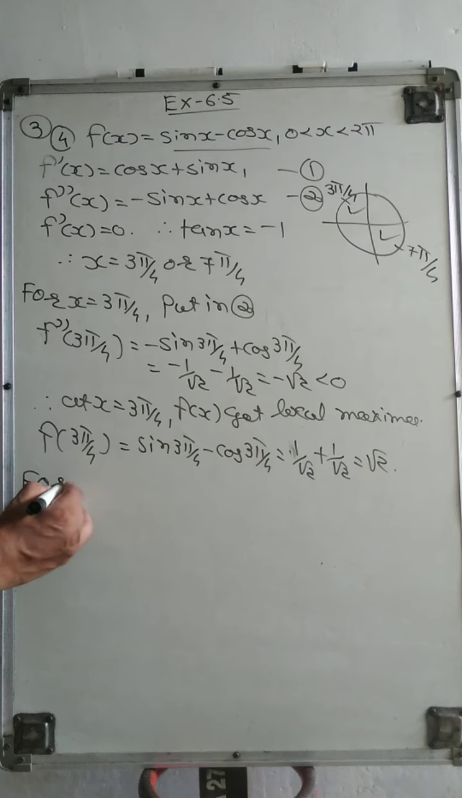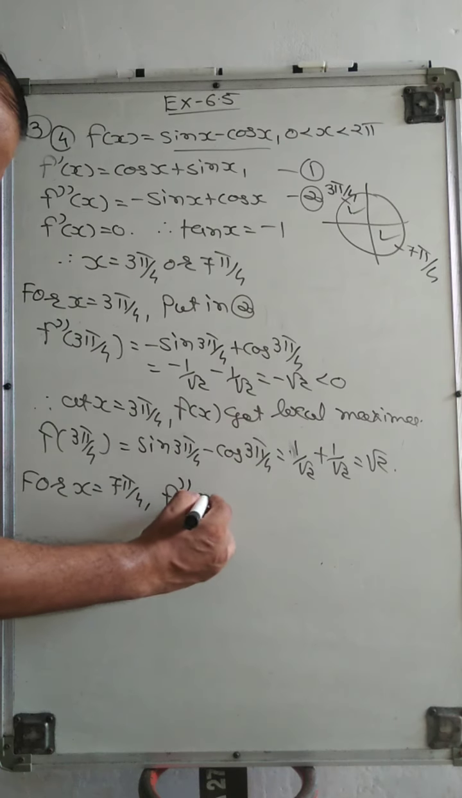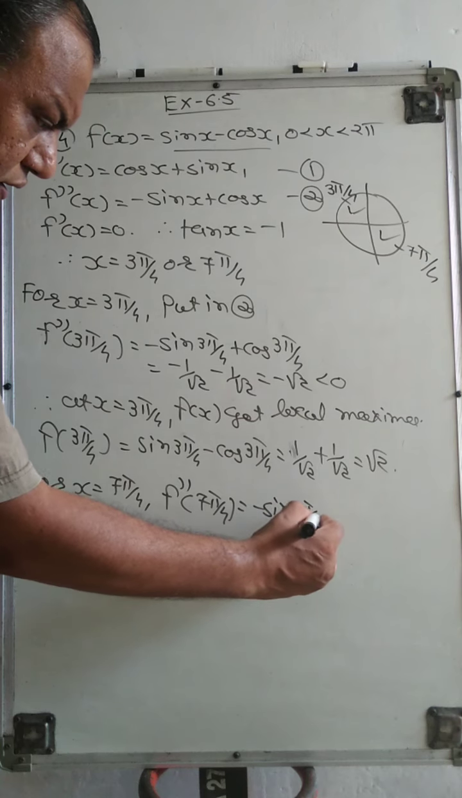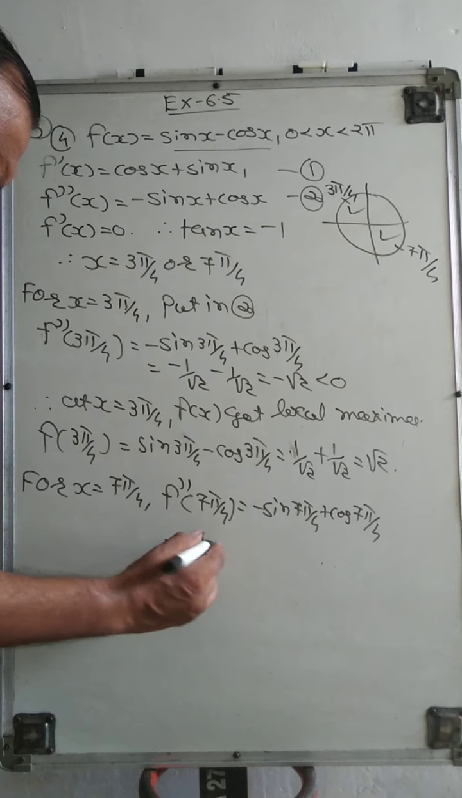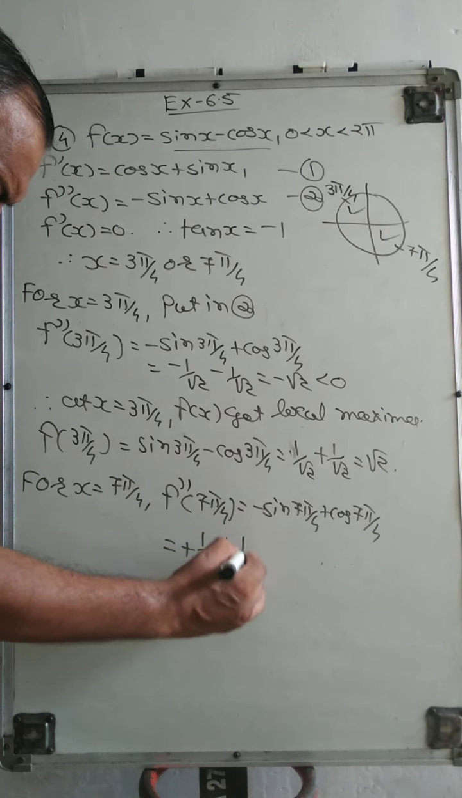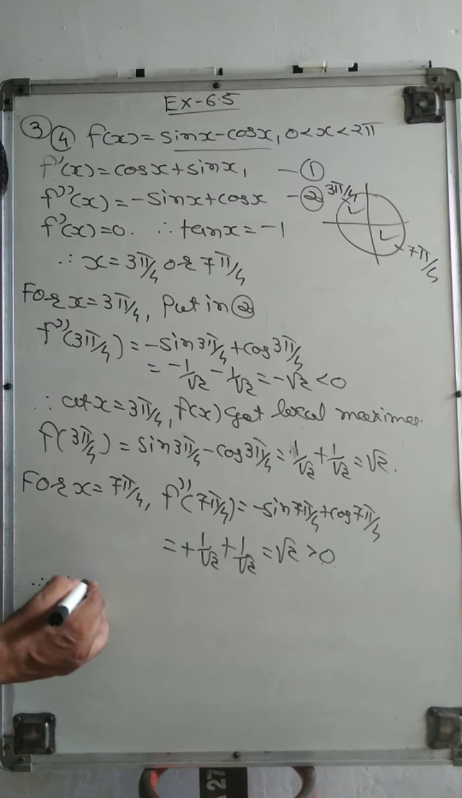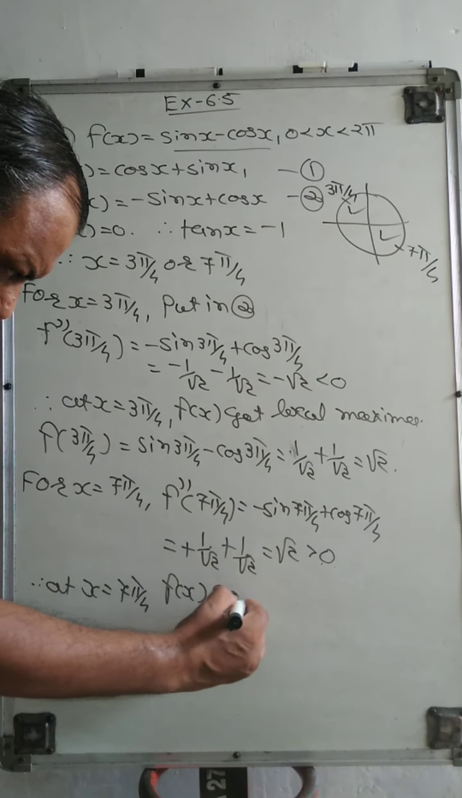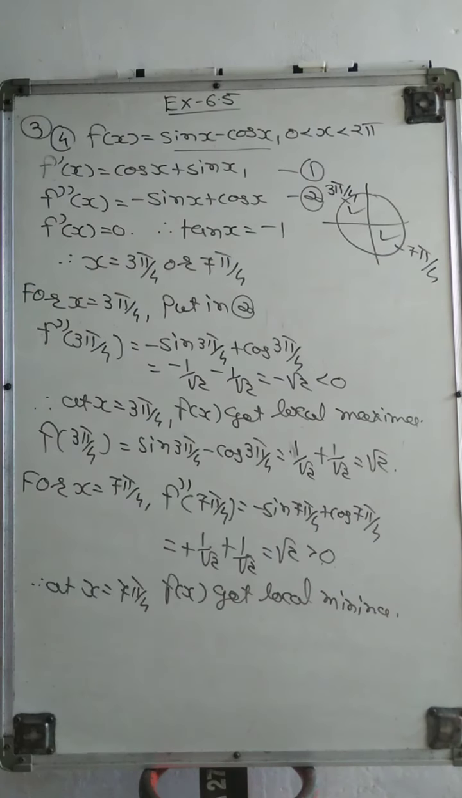For x equal to 7 pi by 4, we have f double dash 7 pi by 4. It is minus sin 7 pi by 4 plus cos 7 pi by 4. So it is plus 1 upon root 2 plus 1 upon root 2, which is root 2, greater than 0. Therefore at x equal to 7 pi by 4, f(x) gets a local minima.